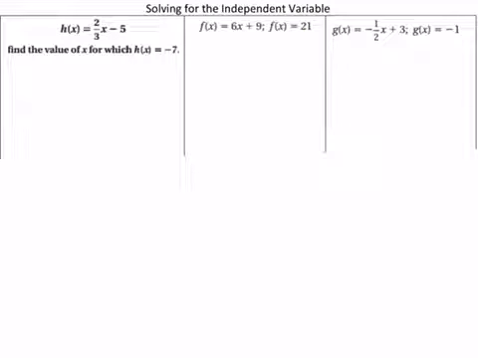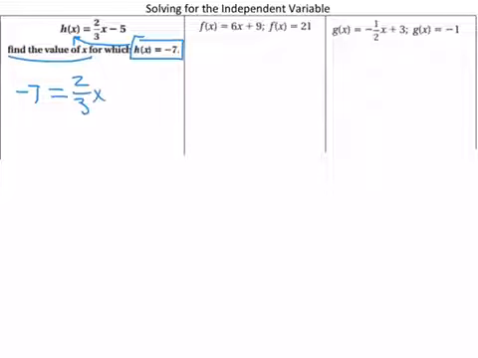Now these examples are a little different because they're not telling us what x is, they're actually telling us what the function is equal to. So we're kind of doing the opposite. It says to find the value of x. So we don't know what x is, but it's when the function h of x equals negative 7. If h of x is equal to negative 7, you just plug it in right there. So instead of h of x, we have negative 7 equals 2/3 x minus 5. So it's really like we plugged in negative 7 for y, but remember we replaced it with this function notation.